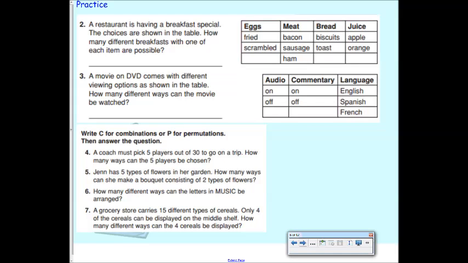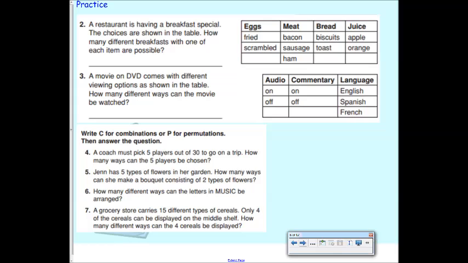Before you move, hang on. The first 2 are just fundamental counting principles. These are your choices. The headings don't count as a choice, right? Eggs is just telling you the eggs. How many choices are there? 2. Okay, not 3. All right, and then down here, don't answer the question. Just tell me if it's a C or a P.